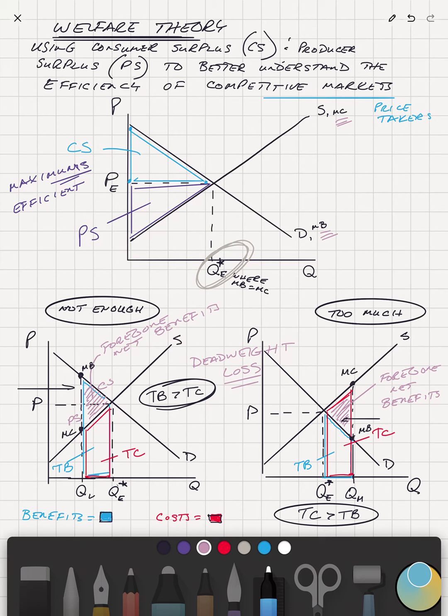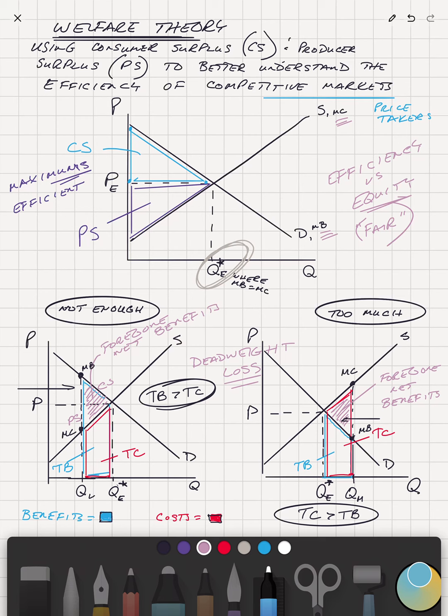Last thing I'm going to ask you is that if competitive markets yield efficient outcomes, then what's the role of government? It becomes an issue of efficiency versus equity. Maybe the competitive market will yield an efficient outcome, but is it fair?